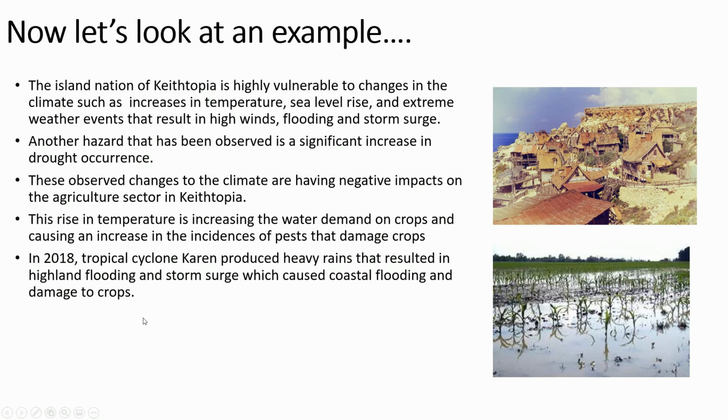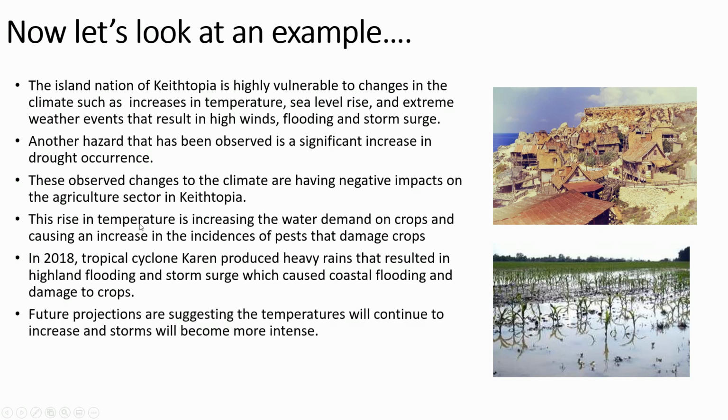So then in 2018, a tropical cyclone came through. It's Tropical Cyclone Karen. Karen came through and produced heavy rains that resulted in highland flooding up in the mountains, but also a storm surge that caused coastal flooding and damage to crops, and saltwater inundation of some of our coastal soil. And this was a big deal because this event was out of the ordinary. We were not used to having so many tropical cyclones or so intense, but they seem to be happening more frequently and more intensely in the past 20 to 30 years.